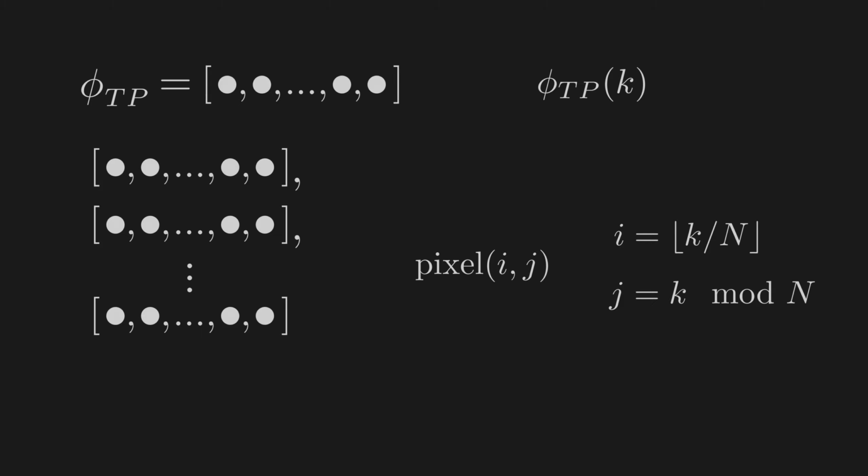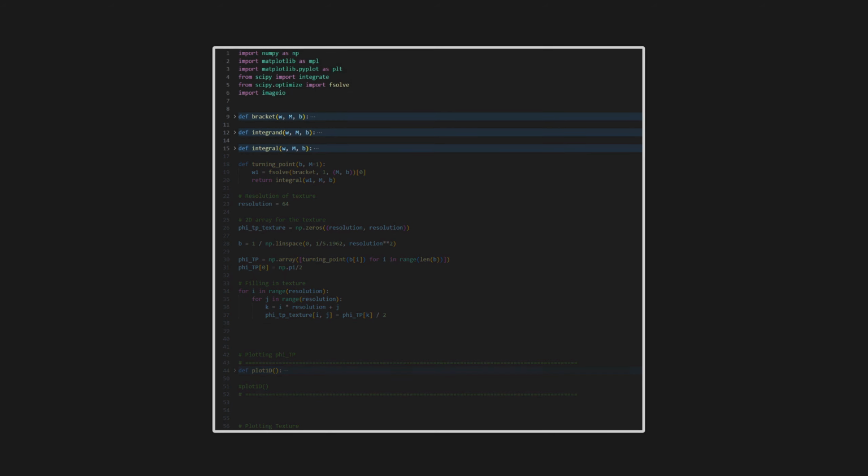Let's take a look at the code for creating the texture. We have the brackets, integrand, and integral functions as usual. Then in this turning point function, we calculate the integral to w1. Then we choose a resolution for the texture. This doesn't have to be very big. For a resolution of 64 by 64, we have 4096 values of b, which is plenty.